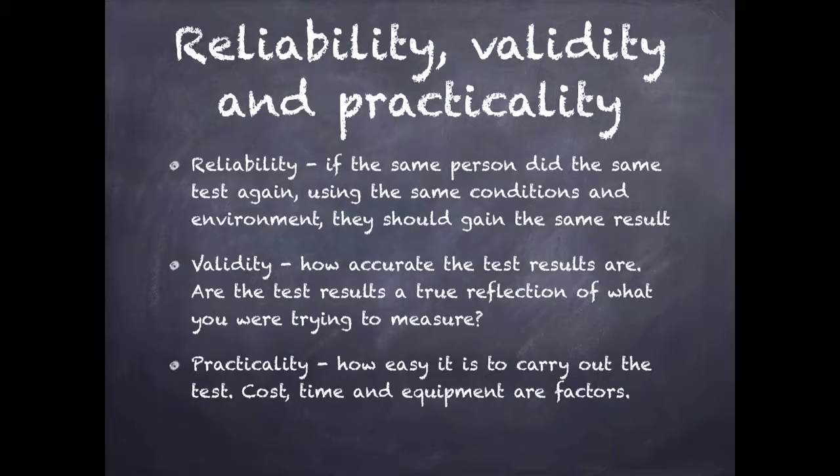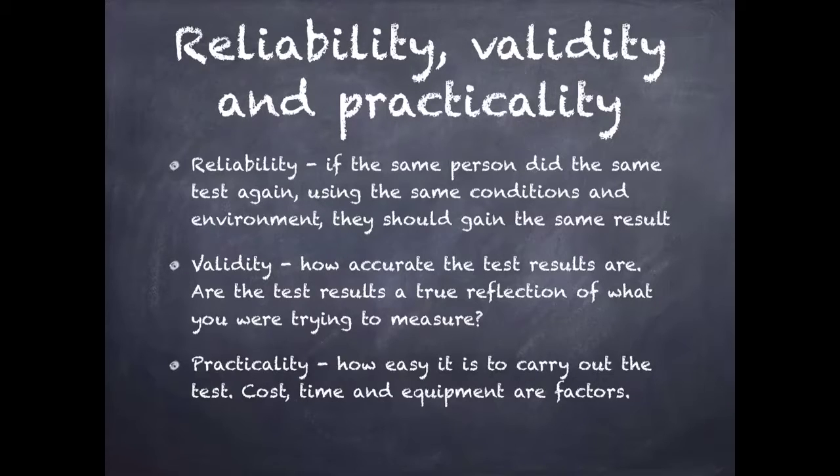Right, so every single time that you test somebody using a fitness test, these are three things that you're looking at. The reliability of it. So this basically means if you tested the same person using the same conditions and the same environment, they should gain exactly the same result every single time. Now, it's hard to replicate the environment and the conditions every single time, so that's why the results vary slightly. But if you manage to replicate them, they should gain the same results every single time.